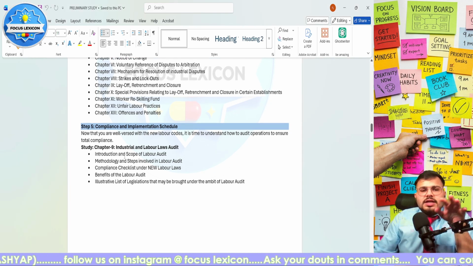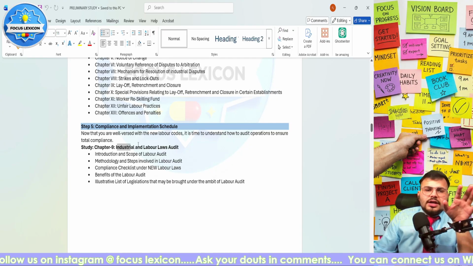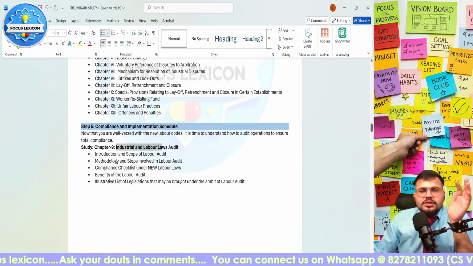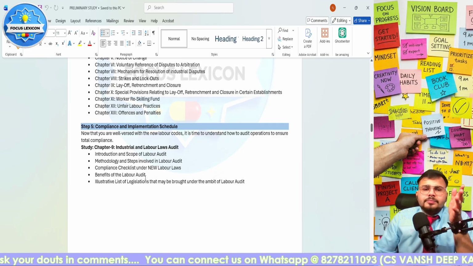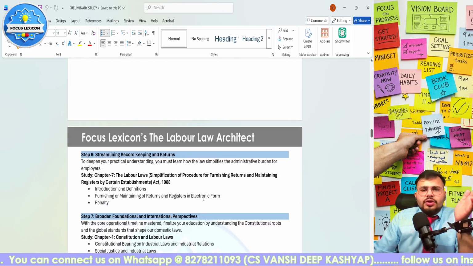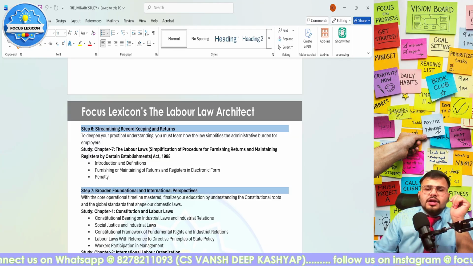So after that, step number 5 is you have to study the compliances. We have arranged chapter number 9, Industrial and Labor Laws Audit, at step number 5. You have to study the compliances and implementation schedule. Then after doing your compliances, what will you do? You will keep the records.